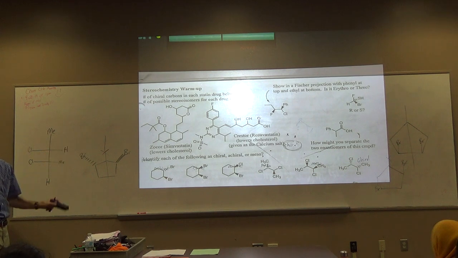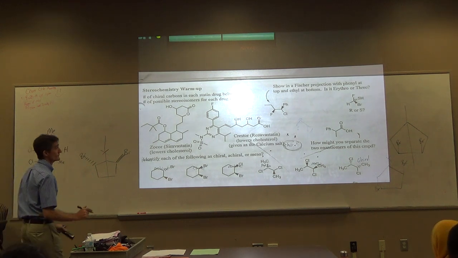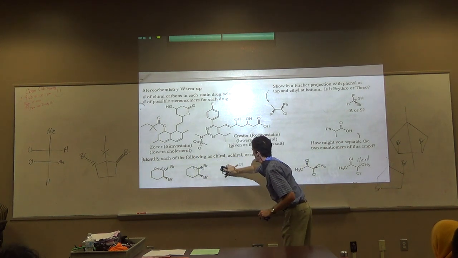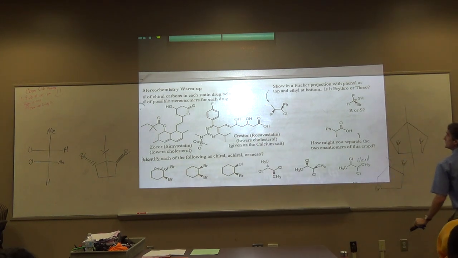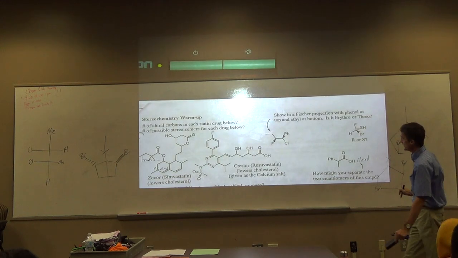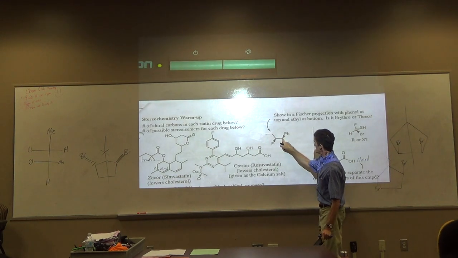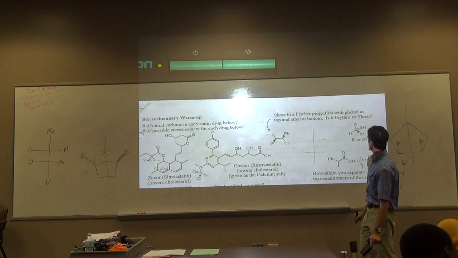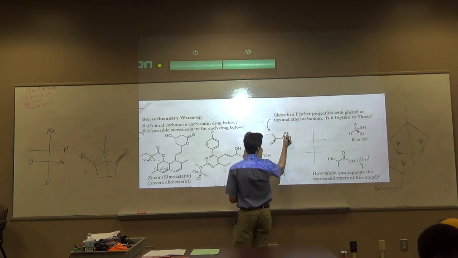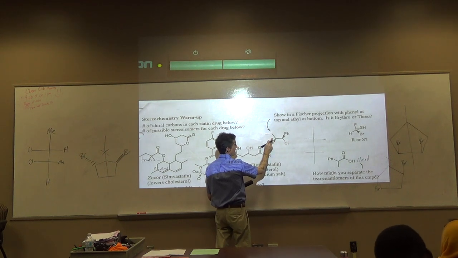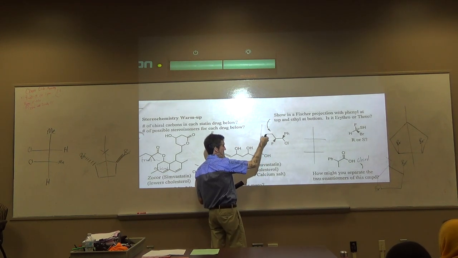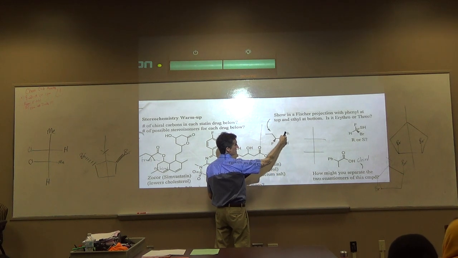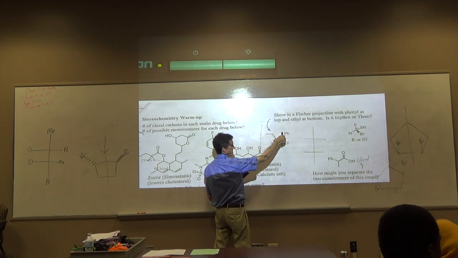Show that in the Fischer projection. Okay. I'll do that one here. Show the Fischer projection. Phenyl at top and ethyl at bottom. Okay. Let's see here. We've got two chiral carbons, so I need two Fischer projections. Phenyl at top. There's a phenyl. Ethyl at bottom. That means the ground needs to be over here. Ethyl needs to be at the bottom. The ground's over here. This is vertical to the ground. That means the chlorine's on the top carbon, away from the ground. Okay, this carbon.